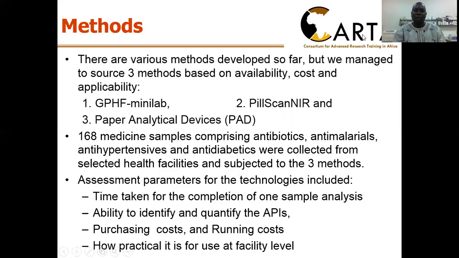We are assessing the following parameters for each technique. Time to completion for a single sample, ability to identify and quantify the active pharmaceutical ingredient, how much it costs to purchase it, as well as the routine running costs, and whether it can be used at any facility or needs slightly trained personnel.